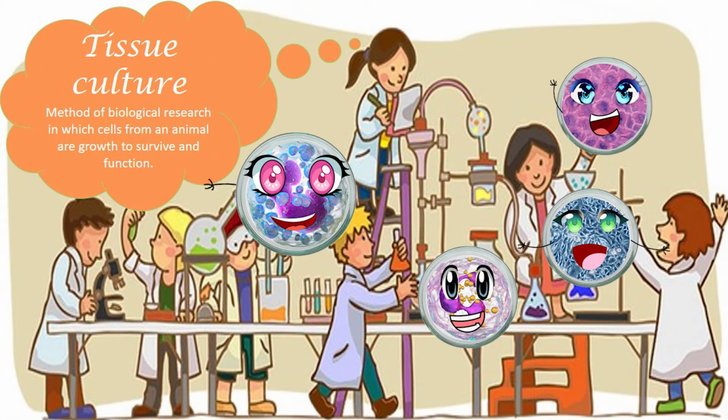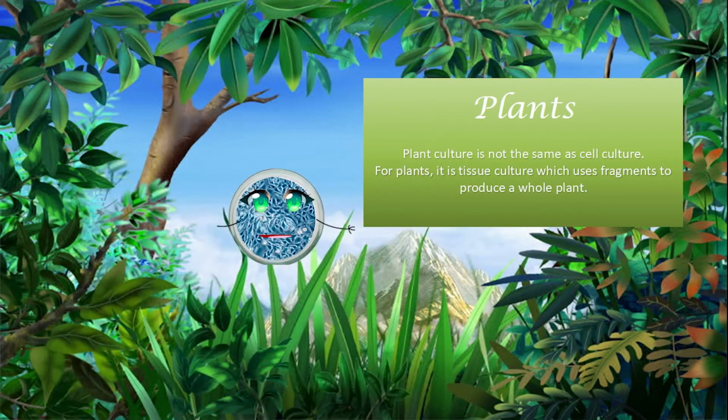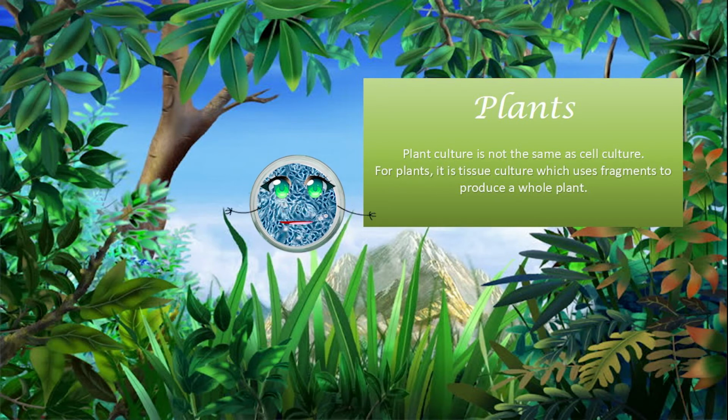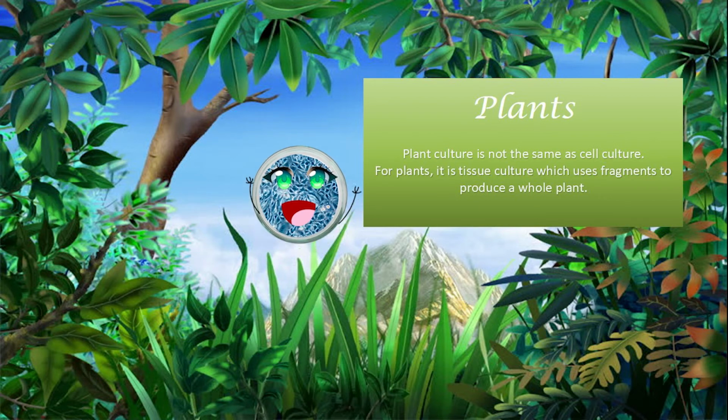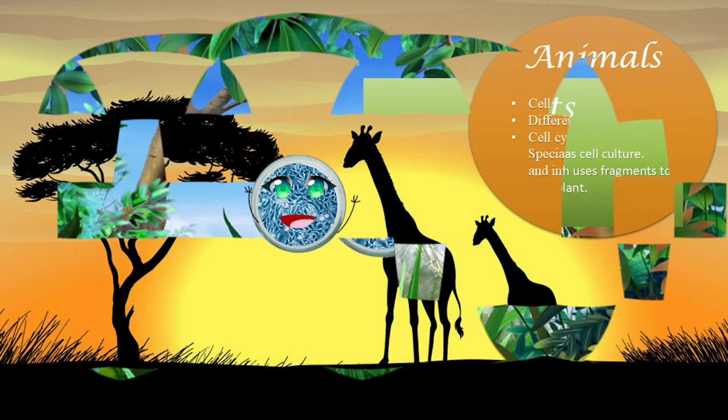Tissue culture is used in biological research, in which cells are transferred to an artificial environment in which they can continue to survive and function. Although it may sound similar, tissue culture is not the same as cell culture. Here, a small fragment is used to produce a whole plant. It is used for large-scale multiplication and improvement of crops.